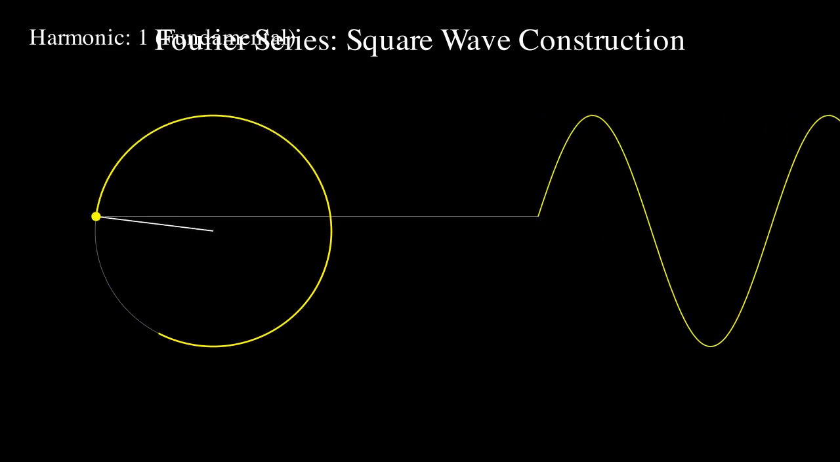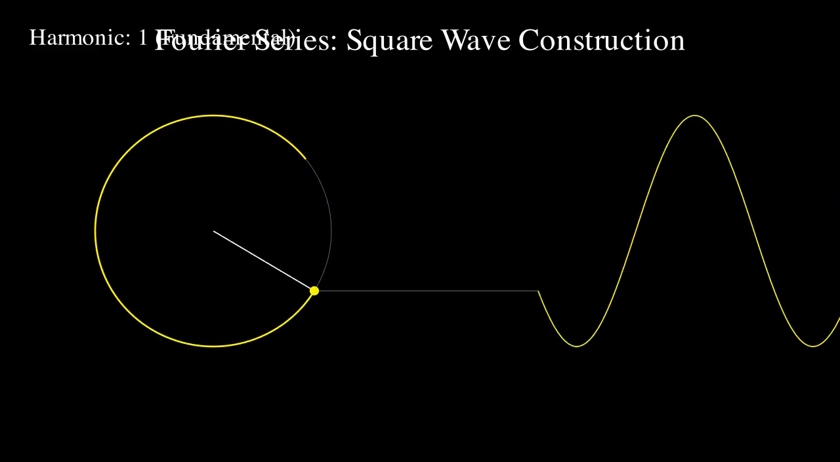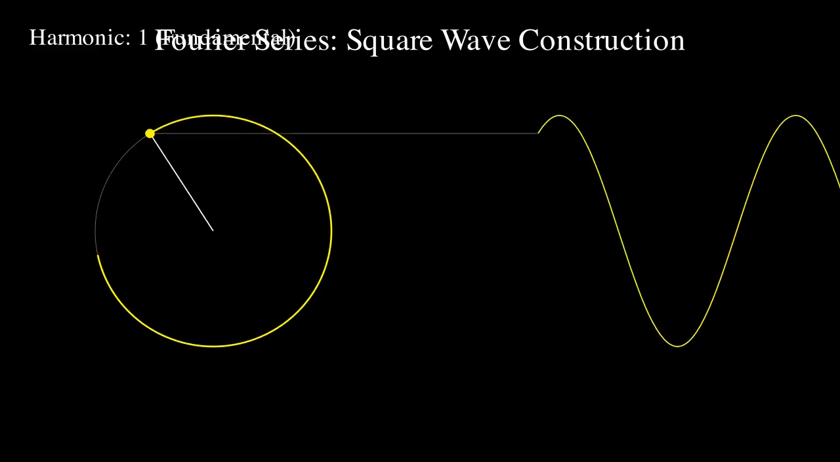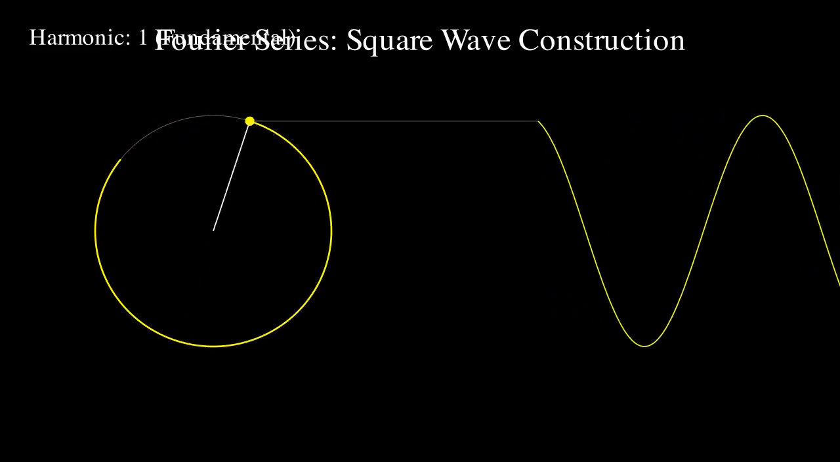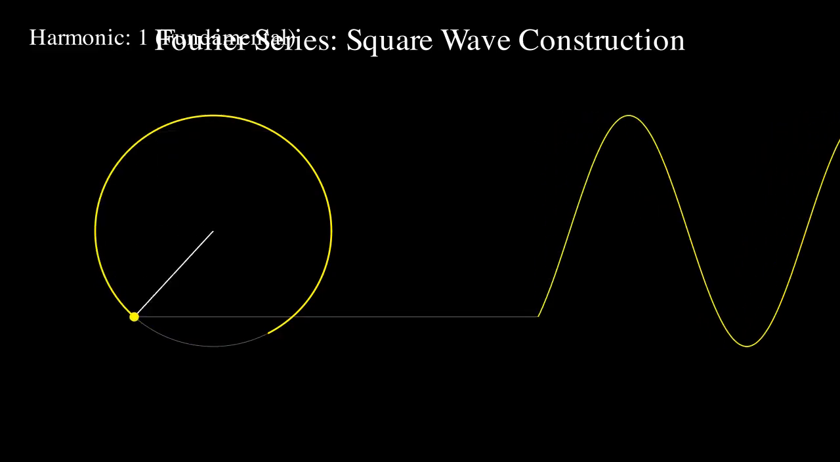This vector rotates at a fundamental frequency, and its vertical height traces out a pure sine wave. Watch as the yellow dot traces the path. This is our building block.